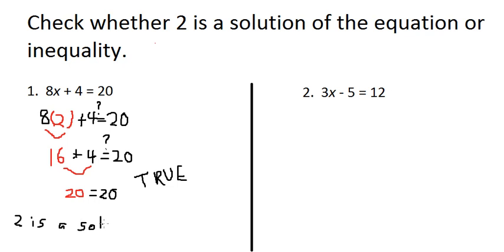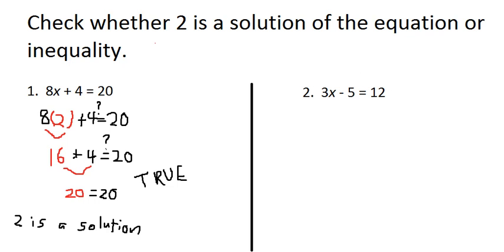Okay? So true is not quite the answer, right? True is how we know what the answer is. So 2 is a solution is our actual answer to this problem. Okay, so let's go ahead and look at number 2 here. Now you might have guessed that the answer is going to be that 2 is not a solution, and you're right, but let's go ahead and look at why that is.